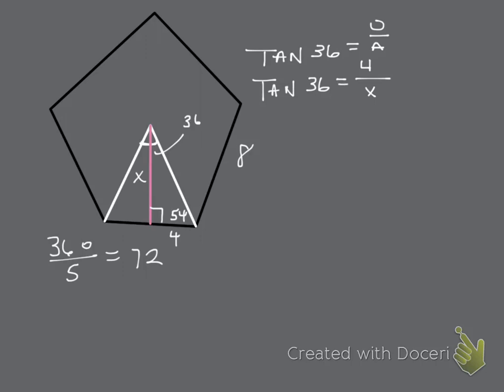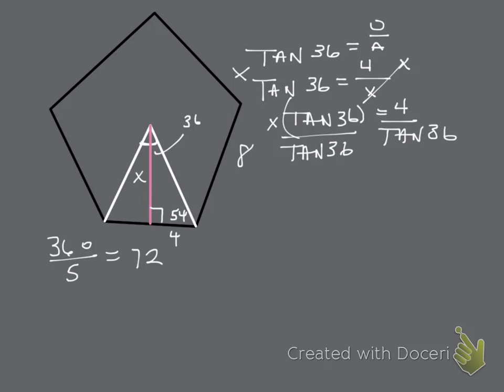Okay, if we cross multiply, we're going to end up with, and I'm just going to show you every step. I know not all of you do this. The x times the tangent of 36 is equal to 4, because I'm multiplying both sides by x, and that cancels that out. Then I need to get rid of the tangent, so I'm going to divide both sides by the tangent of 36 to get x by itself. So I'm doing some flip-flopping. End up with x is equal to 4 divided by the tangent of 36.